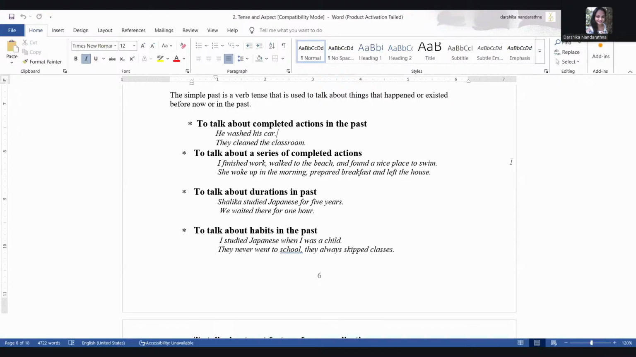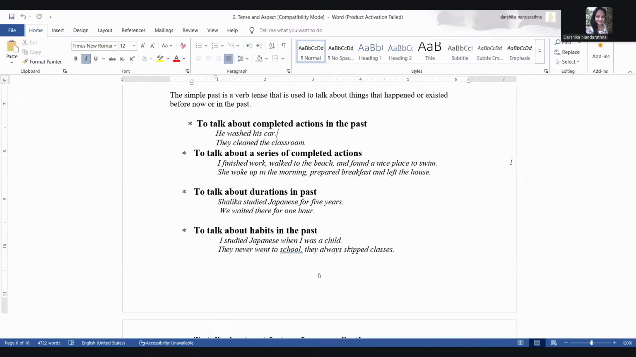She woke up in the morning, prepared breakfast, and left the house. Once again, three actions are there. All of them are completed actions, already completed. They belong to the past then. So it is a series of completed actions as there are three actions in the sentence. So we can use simple past tense to talk about a series of completed actions like that.